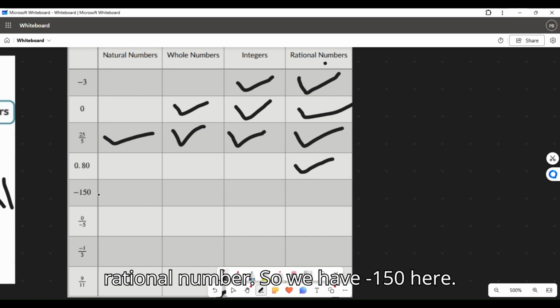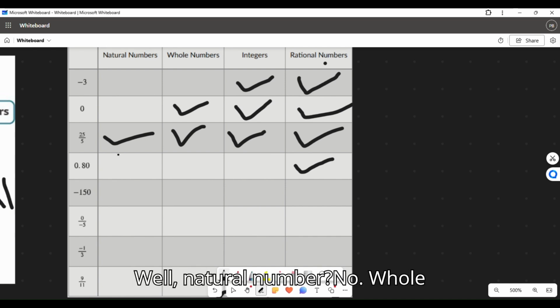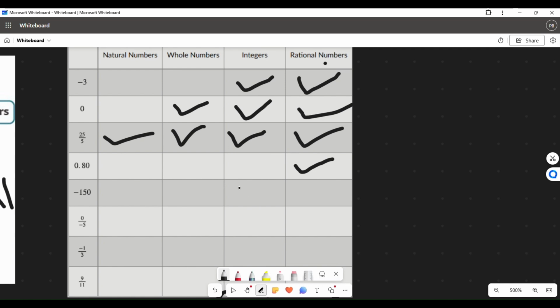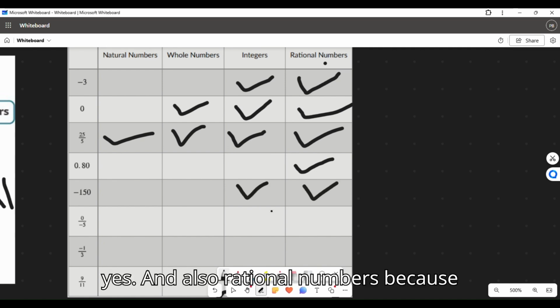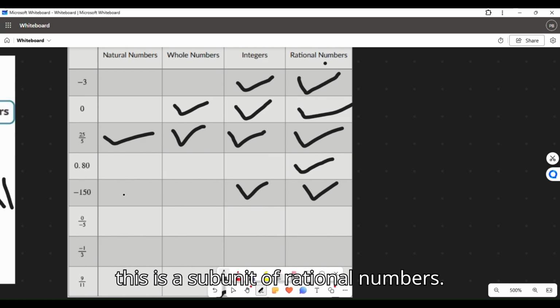So we have -150 here. Natural number? No. Whole number? Nope. Integer? Yes. And also a rational number, because integers are a subset of rational numbers.